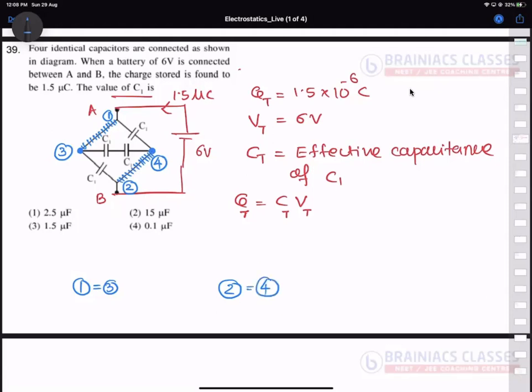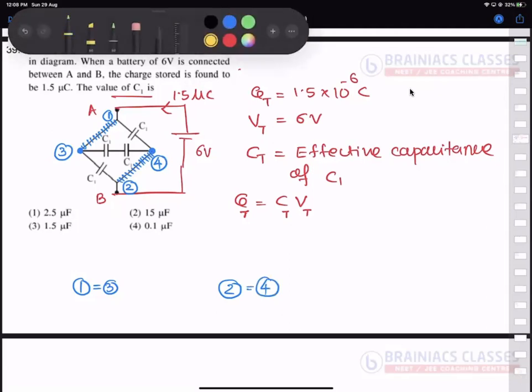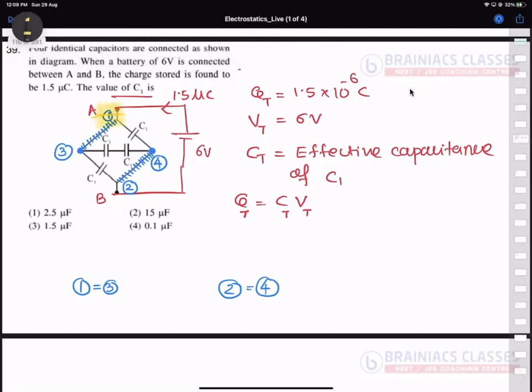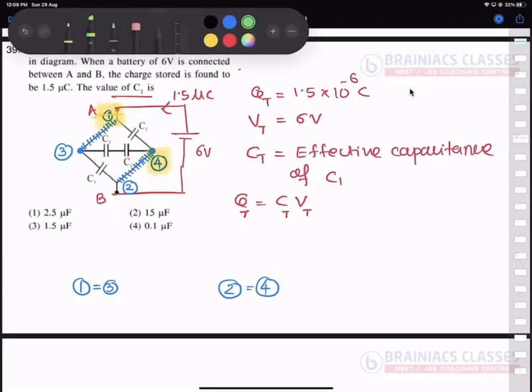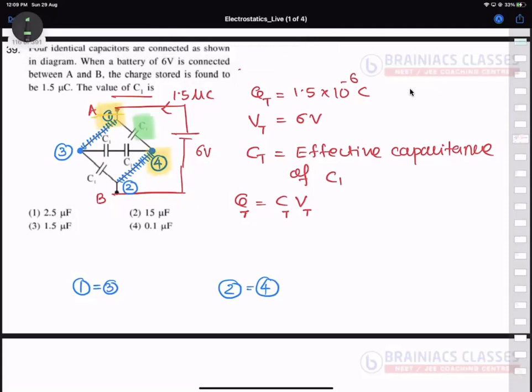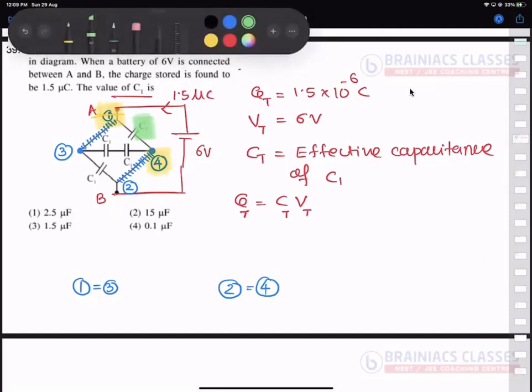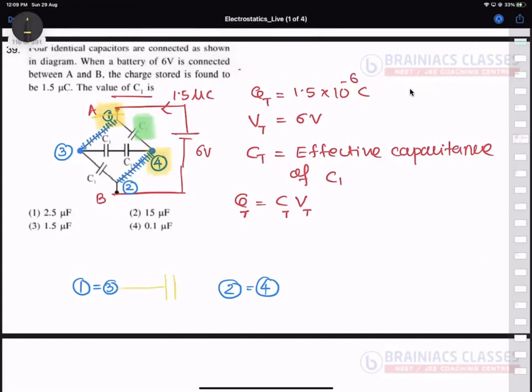Now I will connect the capacitance between these 2 points. The first capacitance is present between 1 and 4. Which capacitor is available between 1 and 4? The C1 capacitor is available, the green color. So between 1 and 4, C1 is available, with 1 on the left side and 4 on the right side. So we have one C1 capacitor.